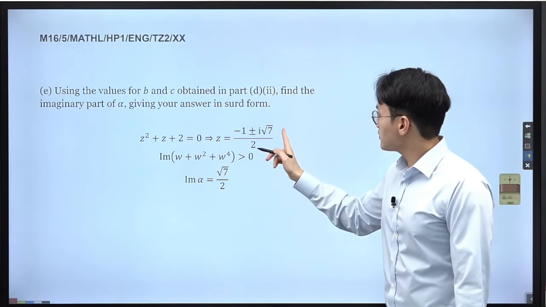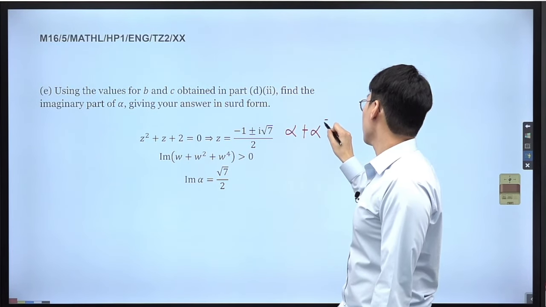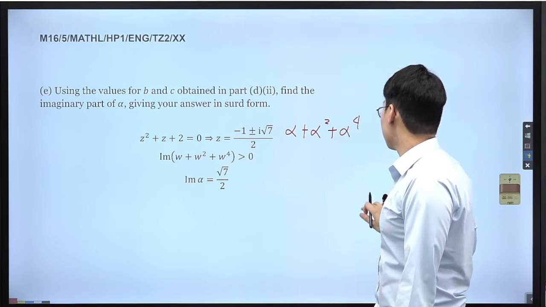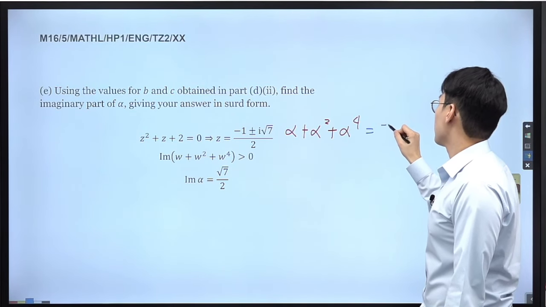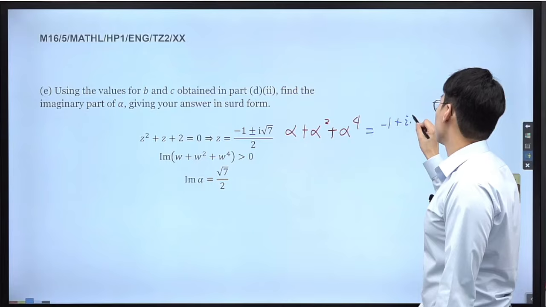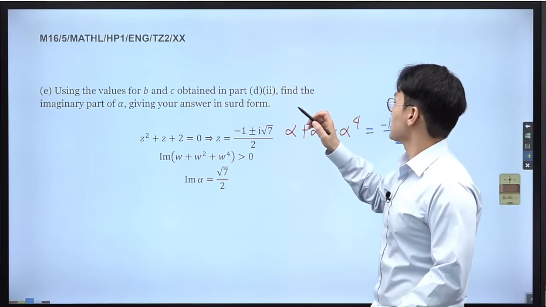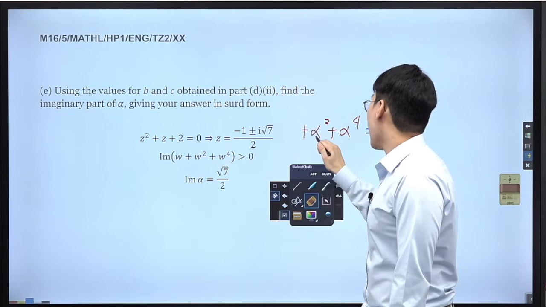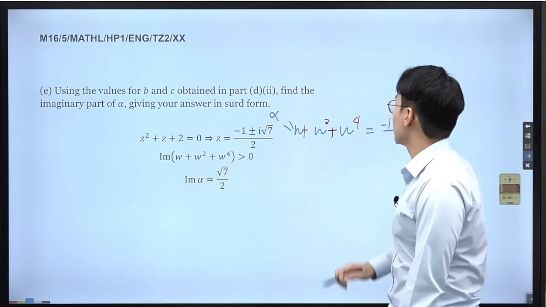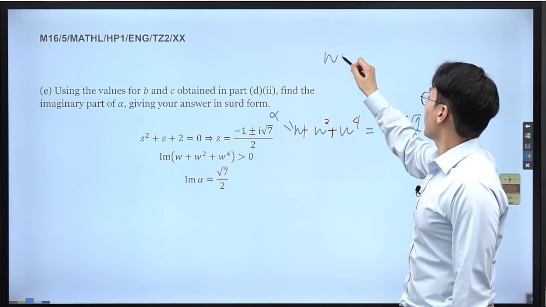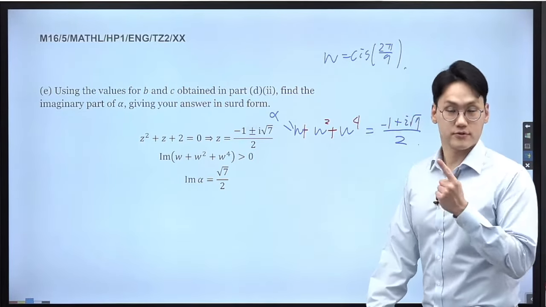Think about this. What we have here, my friend, was alpha squared, and then alpha to the 4, right? And his solution here is negative 1 plus i root 7 over 2, okay? And what was it? Oh, my bad, it wasn't alpha. The alpha is omega, sorry. Alpha is omega, okay? Where omega was what? Cis 2 pi over 7, okay? And that's great. That's interesting.